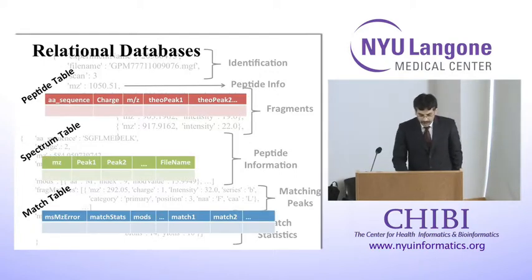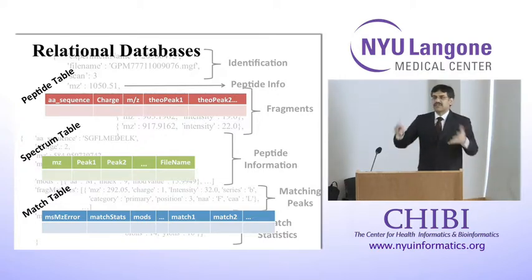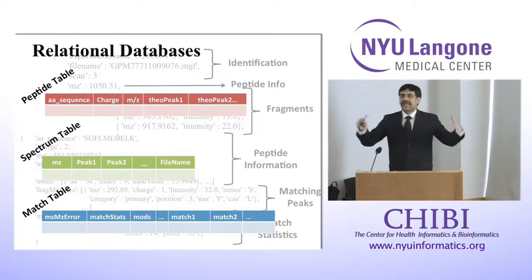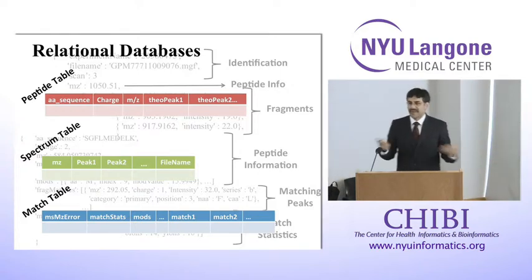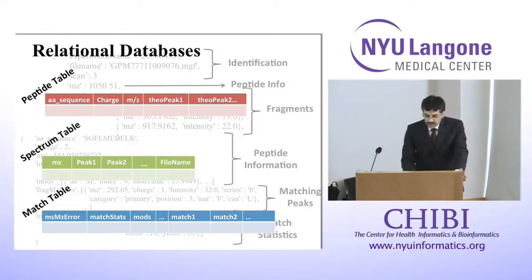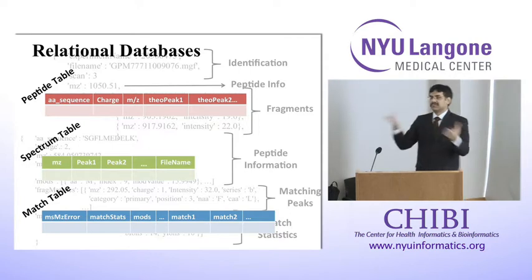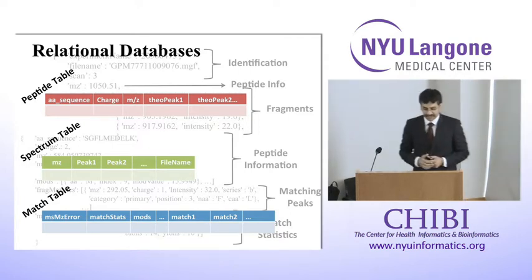And for all this complex information that I showed in the background, relational databases will break everything down into flat tables. So we'll have a peptide table, we'll have a spectrum table, we'll have a match table. The peptide table will store all the information about peptides. The spectrum table will store all the information about the spectrum files. And the match table will have all the fragment ion matches and other characteristics.